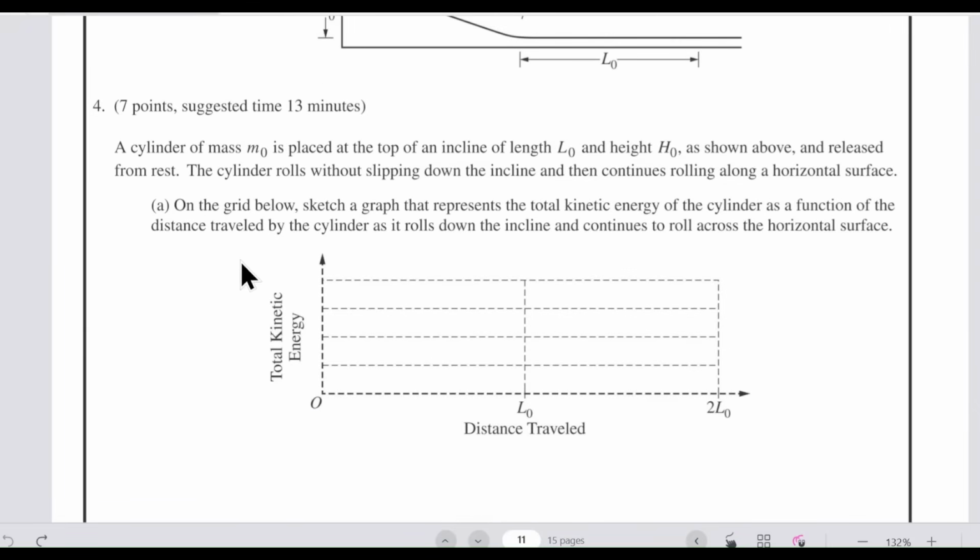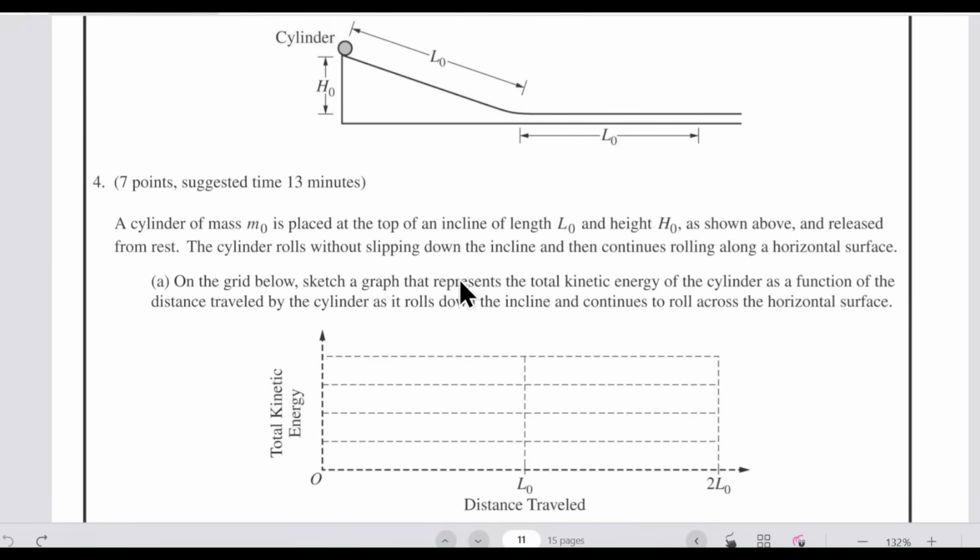They are interested to know, on this grid, if we sketch the graph that represents the total kinetic energy. Remember, they're asking for total, not translational, not rotational, but the sum of both, as a function of the distance traveled by the cylinder as it rolls down the incline and continues to roll across the horizontal floor. We know that there are three kinds of energies involved, right?